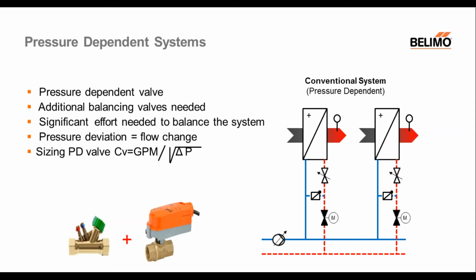However, significant effort is also needed to balance the system when we're using manual balancing valves, because manual balancing valves are static. You set them and they stay in that set position. They don't have the ability to dynamically change. With that said, pressure deviation in the system will equal a change in flow. So if you have an increase in pressure, you will have an increase in flow, even though there is a manual balancing valve. Likewise, if there is a pressure drop, a pressure reduction, you will have a reduction in flow.